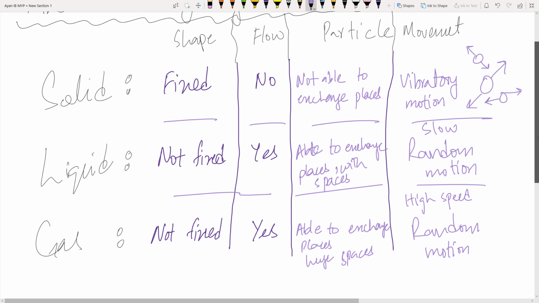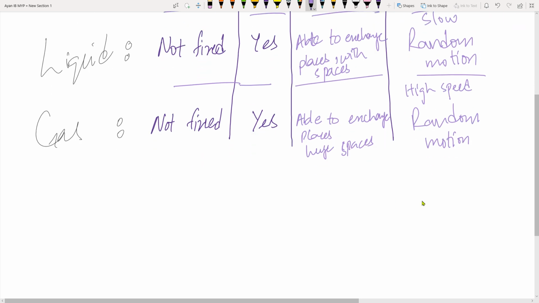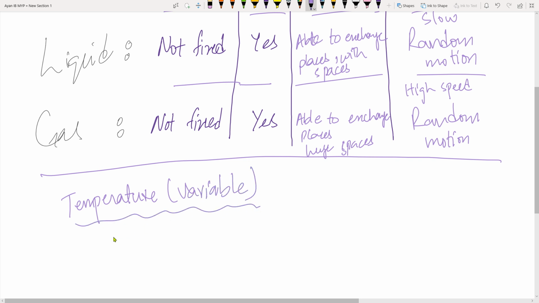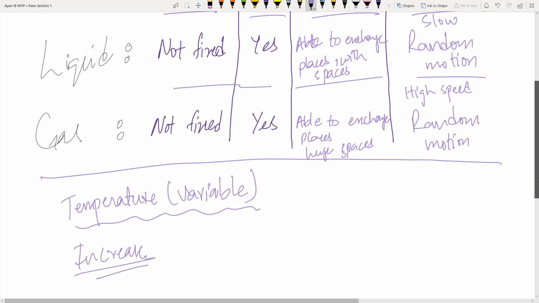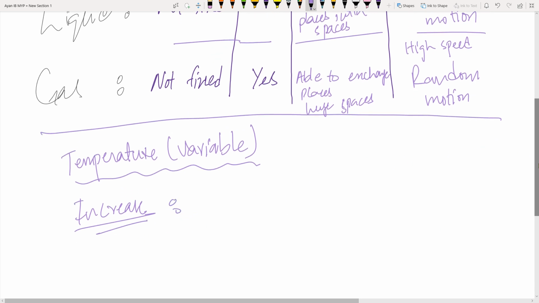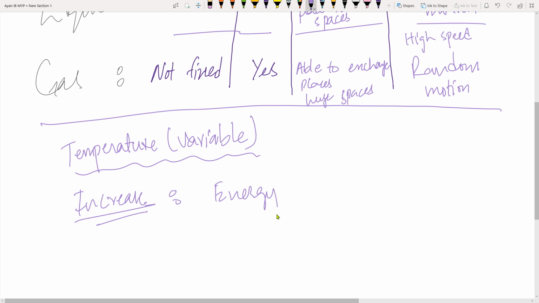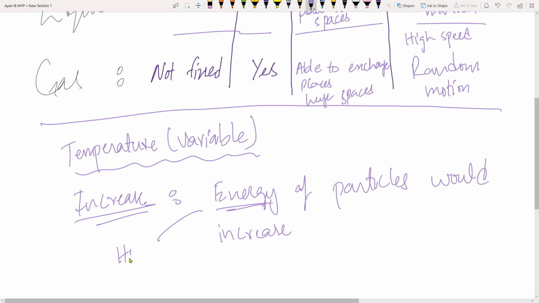Now, one thing I'm going to relate over here is temperature, right? One variable that I'm going to introduce. Variable means something that I can change, right? So what if I increase the temperature for all three of them? What you are going to see is that the particles have motion, so they have energy, right? So the energy of particles would increase, right? And this energy that I'm providing is in the form of what we call heat.